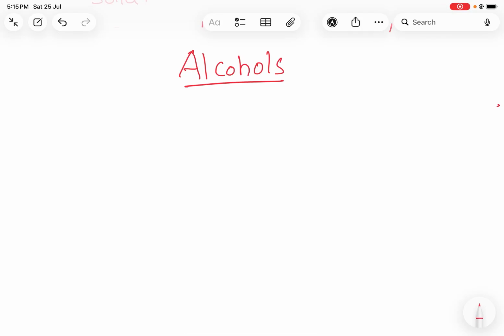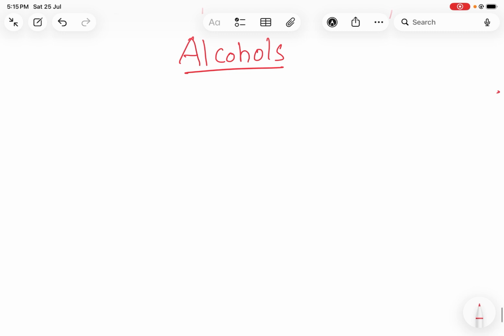Hello everyone. So in the last lectures we have covered alkenes, the reactions of both alkanes and alkenes. So today we are going to do alcohols.